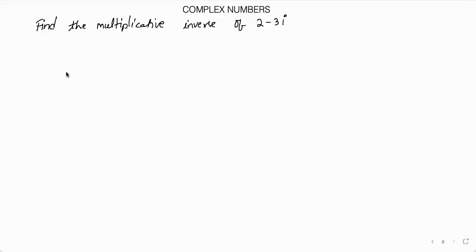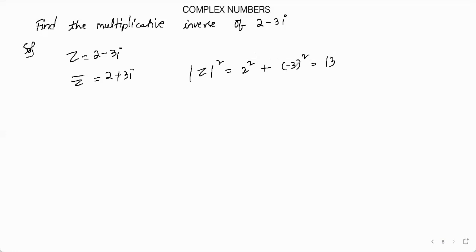We shall find this. So z is 2 minus 3i. z bar is the conjugate of it, so 2 plus 3i. And mod of z square is 2 square plus minus 3 whole square, which is equal to 13.